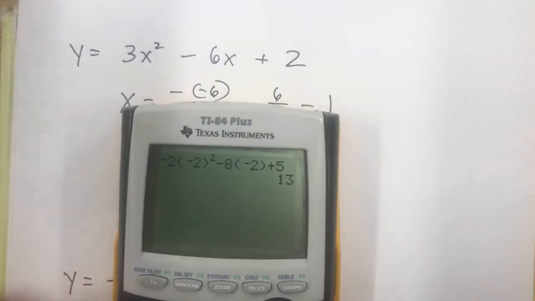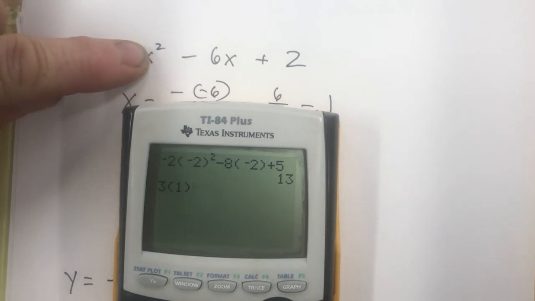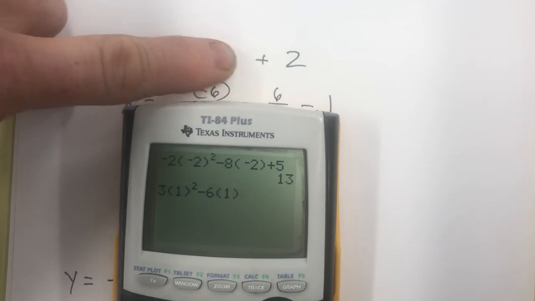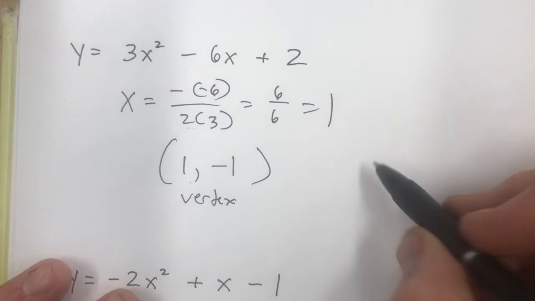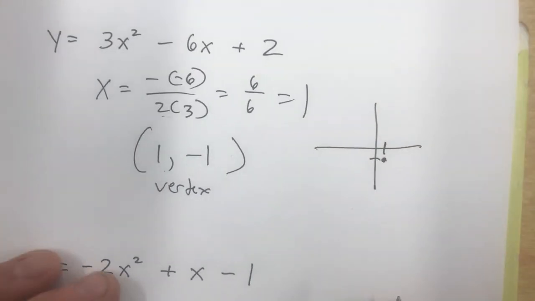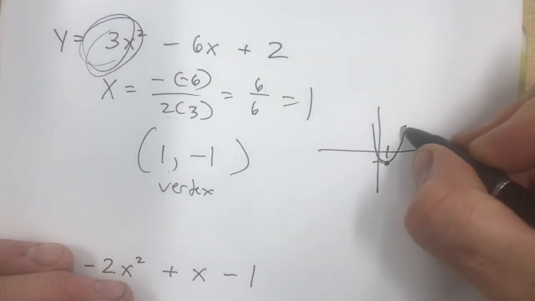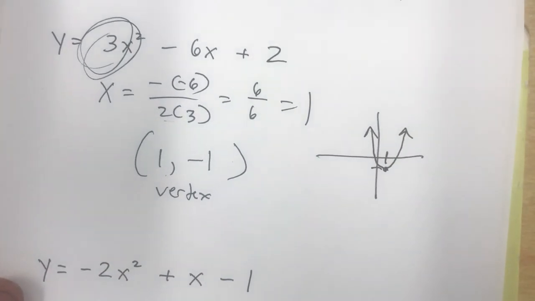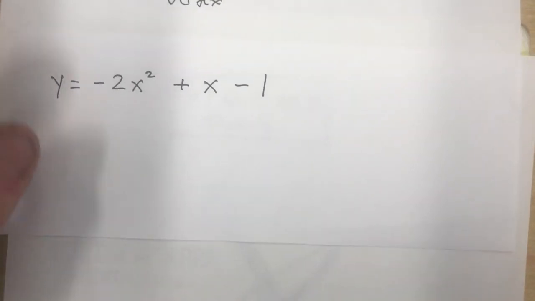You plug your 1 in. Let me make sure. So I got 3, and then I got a 1 in parentheses, squared. Don't forget the squared. -6, and in parentheses, I got a 1 again, and then +2. And I was right, -1. That's my vertex, which means -1 would be right there. And look here in front, x squared, it's positive, so it's going concave up. Then we have one last one here.